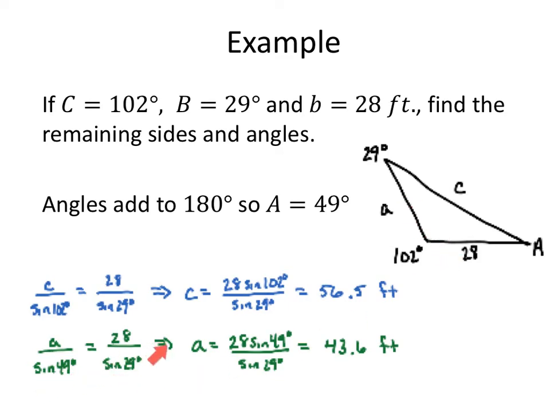Multiply both sides by the sine of 49 degrees. I'll have a equals 28 sine of 49 degrees over the sine of 29 degrees, which gives me 43.6 feet. All right, that's it. We've solved for the three missing values using the law of sines. It's not that hard, right?